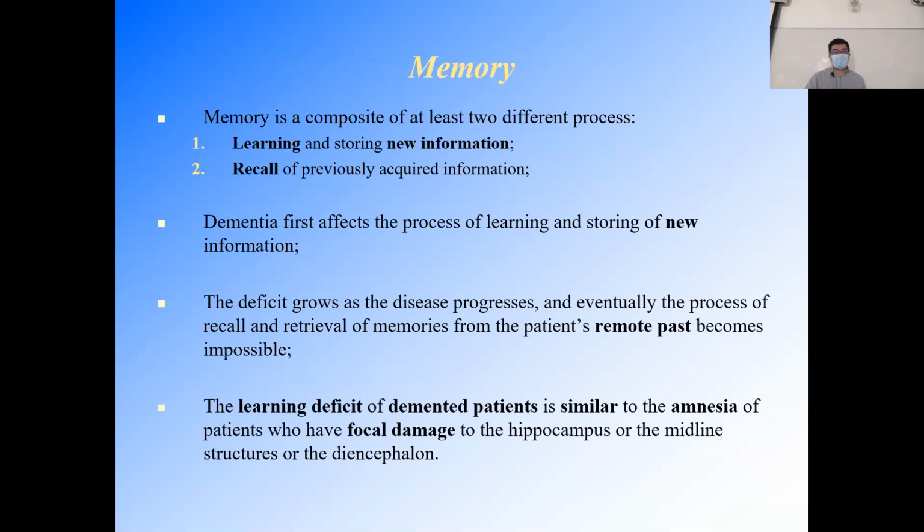Memory is actually composed of at least two different processes: learning and storing new information, and recall of previously acquired information. Dementia first affects the process of learning and storing new information. That's the reason why those patients usually avoid learning new things and will be forgetful. Those are the formation of memory.